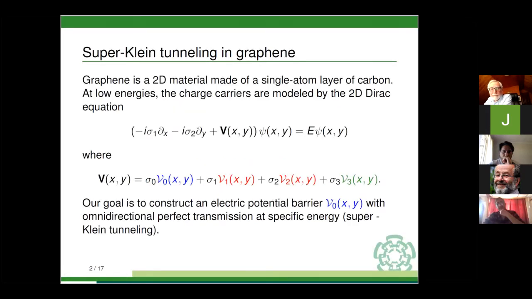Let me start by saying that graphene is a two-dimensional material made of a single atom layer of carbon. At low energies, the charge carriers are modeled by a two-dimensional Dirac equation. And here I am presenting the two-dimensional Dirac equation that I will be working with.